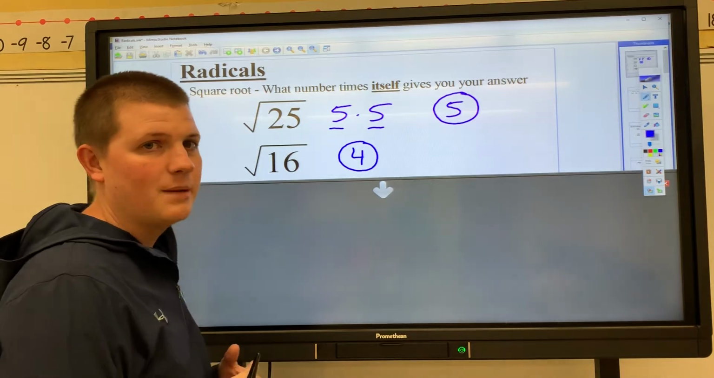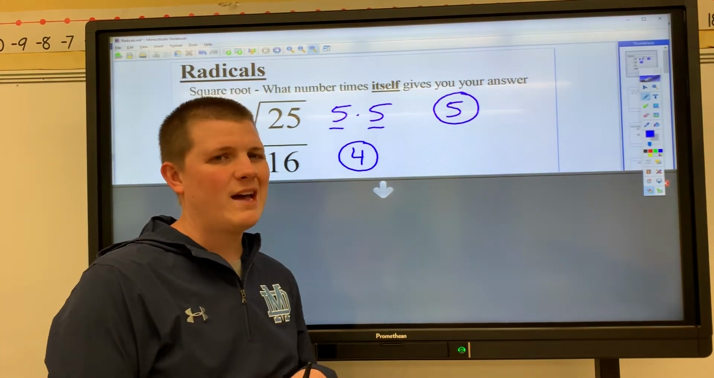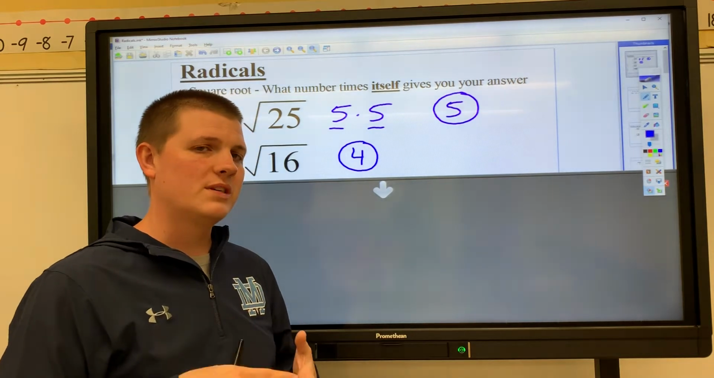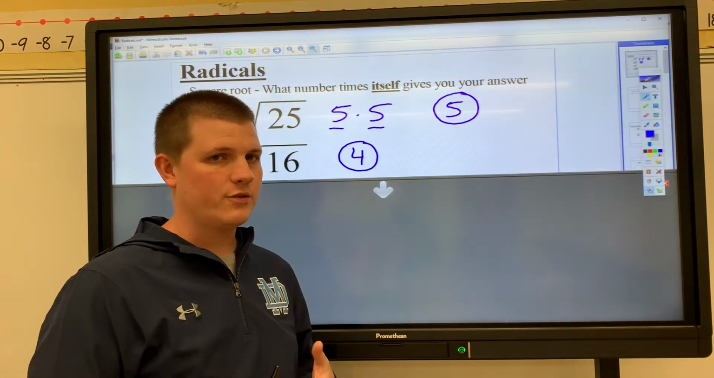What number times itself? Sometimes people want to do half, so the square root of 16, they would say 8, but remember, it's not half, it's what number times itself gives you that answer.